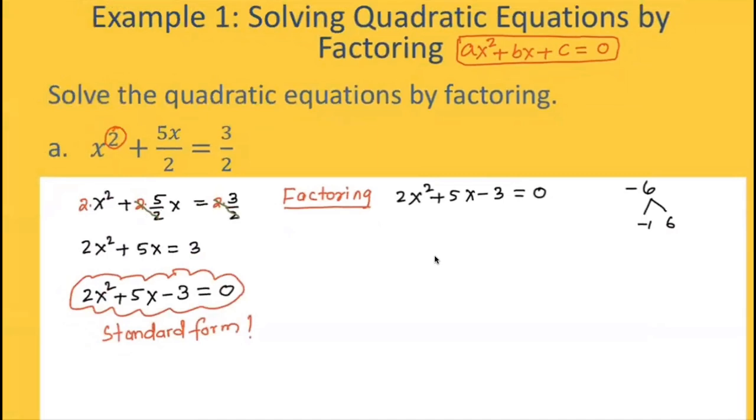So 2x squared minus 1x plus 6x minus 3 equal to 0. Now we have 4 terms: 1, 2, 3, 4. We can factor by grouping. So you can make 2 groups like this to factor.